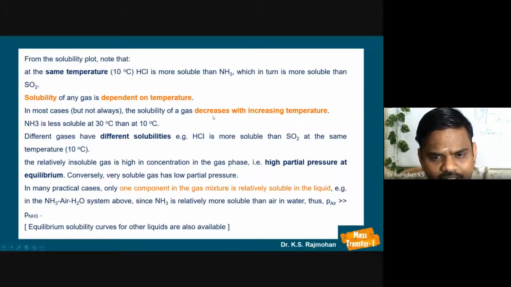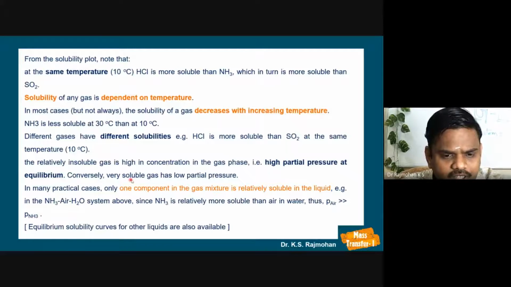The solubility of a gas decreases with increasing temperature. We can see that ammonia is less soluble at 30 degrees Celsius than at 10 degrees Celsius. Similarly, different gases have different solubilities. So that's what we have seen. HCl is more soluble than SO2 at the same temperature. Right? So the relatively insoluble gas is high in concentration in the gas phase, that is, high partial pressure at equilibrium. Conversely, a very soluble gas has low partial pressure. So that we should know.